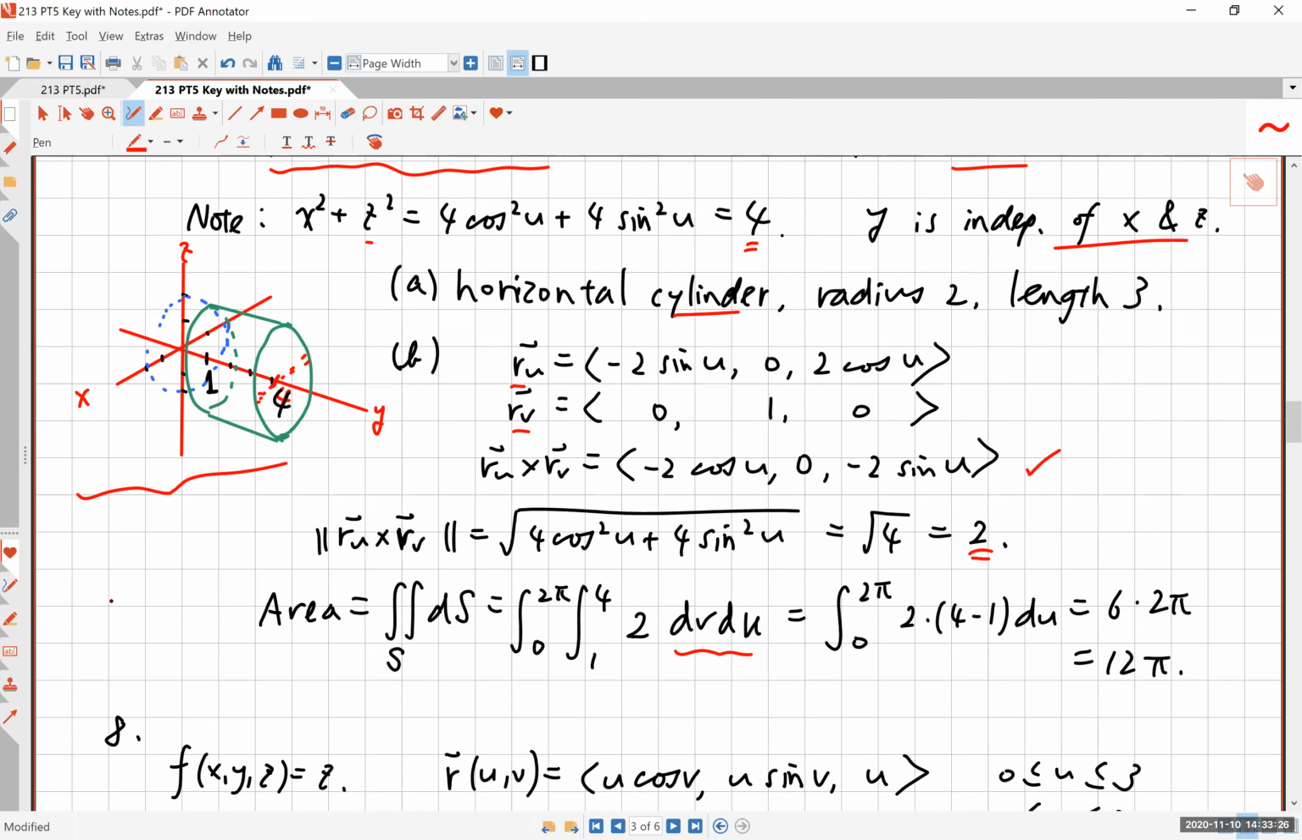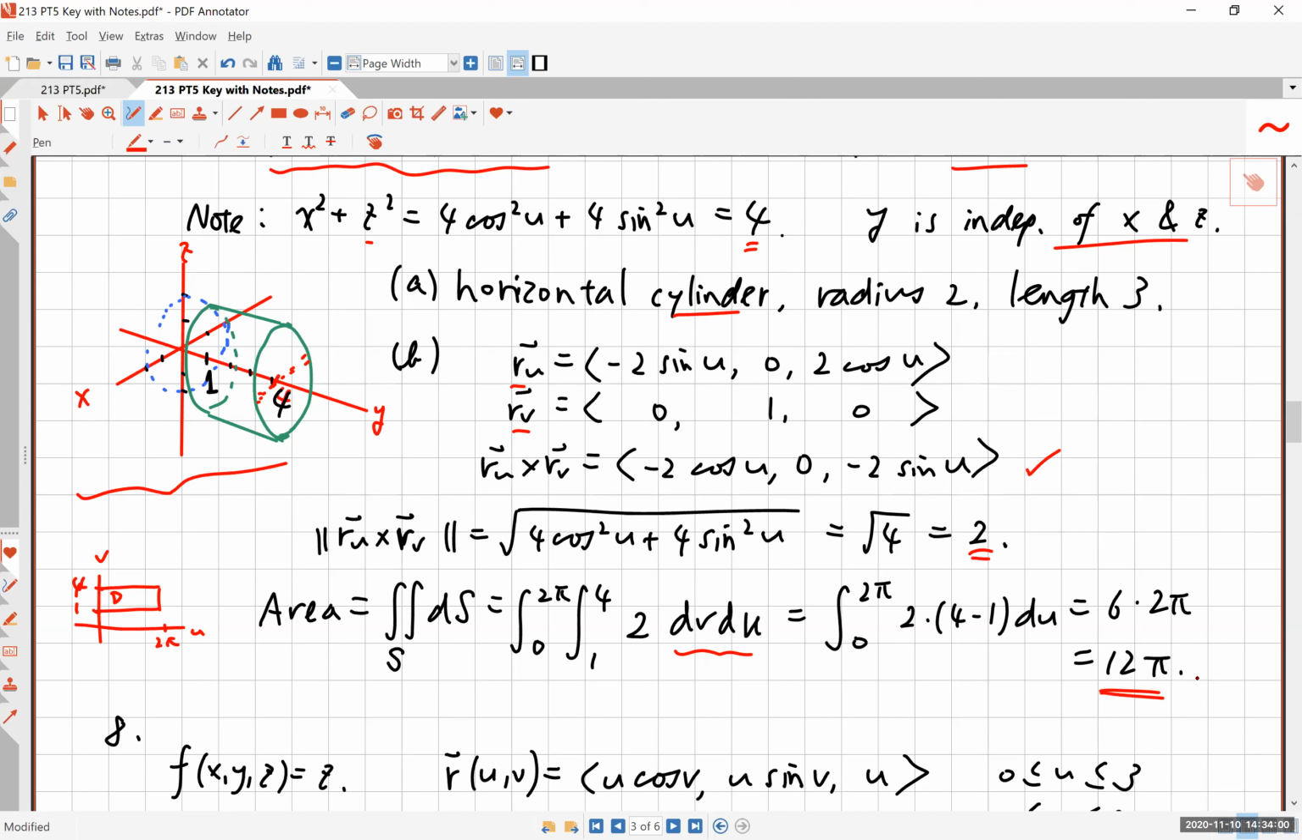U goes from 0 to 2 pi, and v goes from 1 to 4. And so your region, I think we call it D, the domain, consists of a 3 by 2 pi rectangular region on the uv plane. And so you just integrate this, and then you get the answer 12 pi. Right? And that is the area of this.